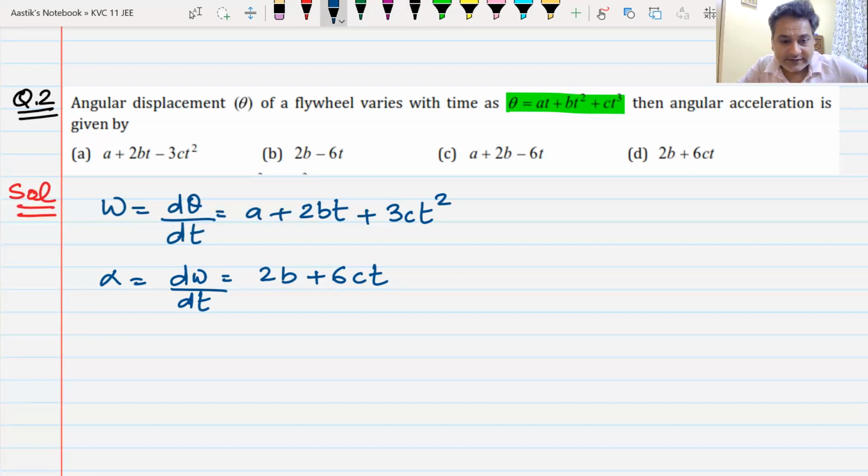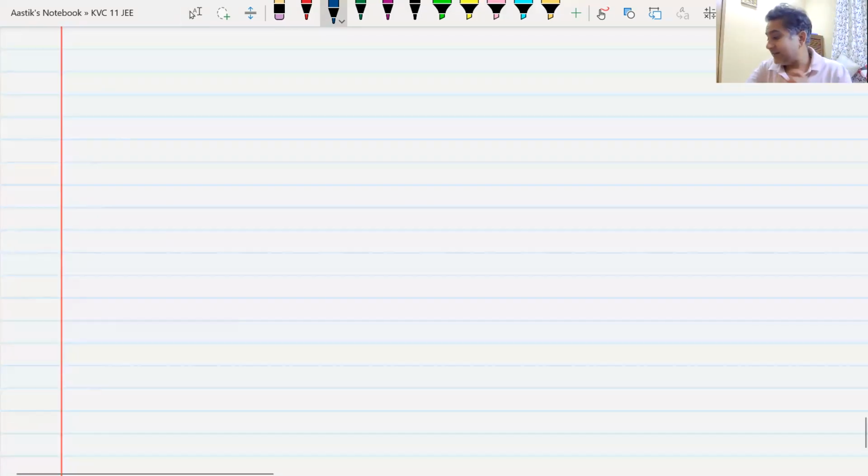Shall we move on to the next thing? As you can see, whatever we are doing here is exactly similar to what we had done in the linear motion. The only thing is angular is added everywhere. So whatever question we had done previously, same question you put angular, they become question of this. Yes or no? Now we shall move on and see the equations of motion.